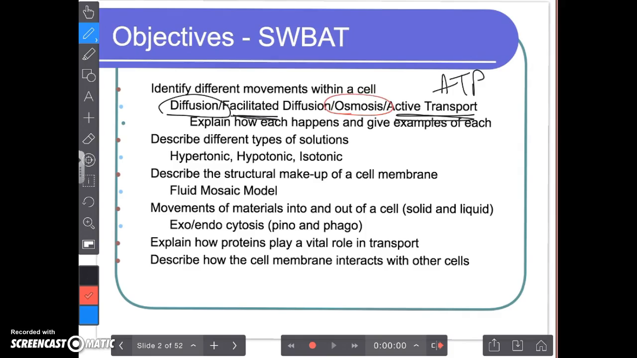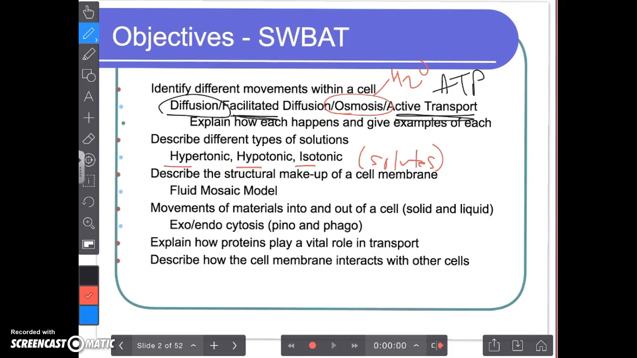Osmosis is the only one we're going to talk about with the use of water. That is the diffusion of water. Describe different types of solutions: hyper, hypo, and iso. You're going to also see this in terms of osmotic pressure. So instead of it being the solution of solutes, which is in regards to the tonic, it's hypertonic, hypotonic, isotonic. We're also going to talk about hyperosmotic, hypoosmotic, and isoosmotic.